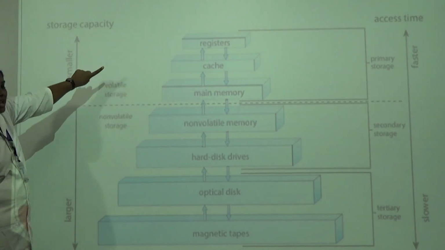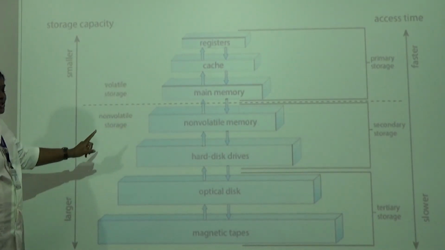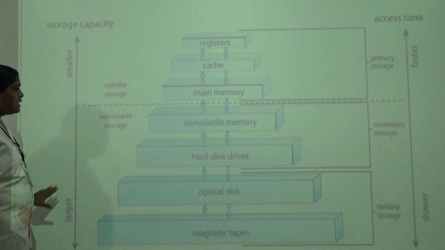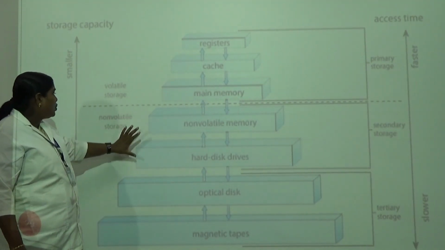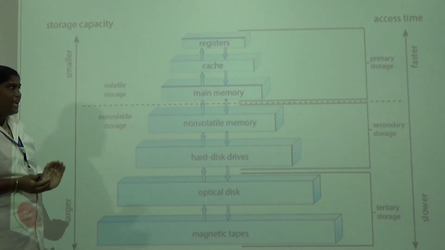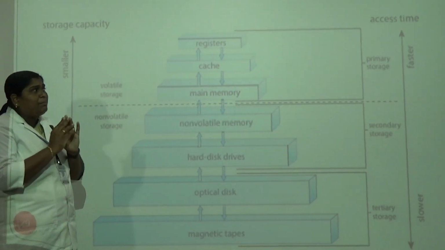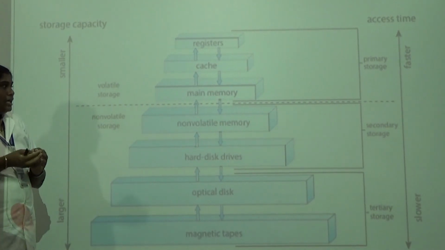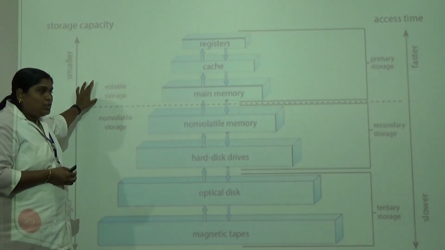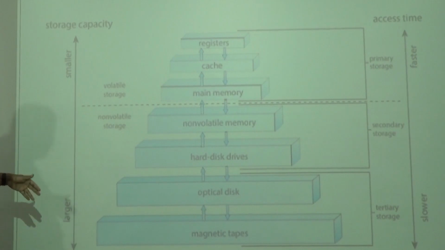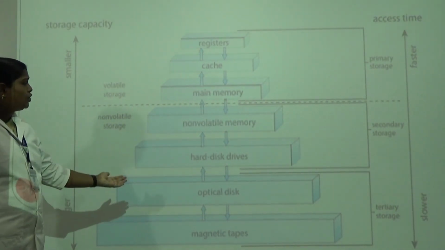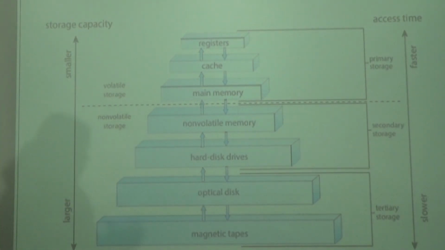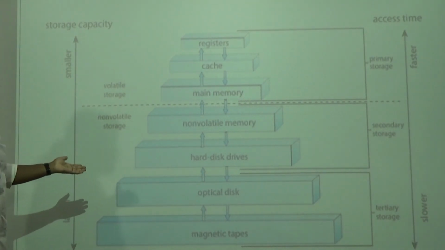One is primary storage, secondary storage, and tertiary storage. The secondary storage is always slower, right? If you go with the secondary storage, it is non-volatile storage. Next is primary storage, which will act faster, and it is called volatile storage. What does it consist of? What is larger and smaller? Magnetic tapes and optical disks are all tertiary storage, which we have used traditionally.